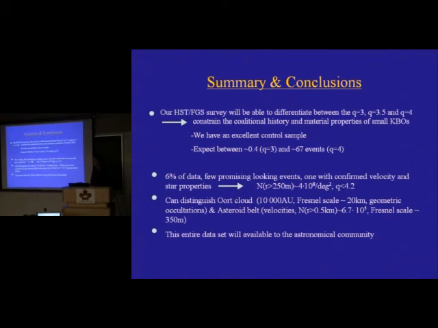And so we could distinguish from objects in the Oort cloud, and also occultations caused by objects in the asteroid belt. And finally, we plan to make this data for the entire data set available to the astronomical community once we've received it.